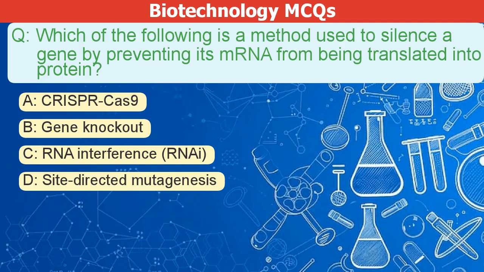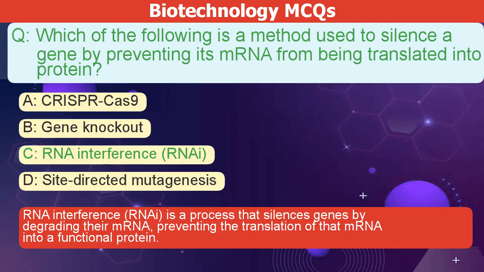Which of the following is a method used to silence a gene by preventing its mRNA from being translated into protein? A. CRISPR-Cas9. B. Gene knockout. C. RNA interference, RNAi. D. Site-directed mutagenesis. The correct answer is C. RNA interference, RNAi, is a process that silences genes by degrading their mRNA, preventing the translation of that mRNA into a functional protein.